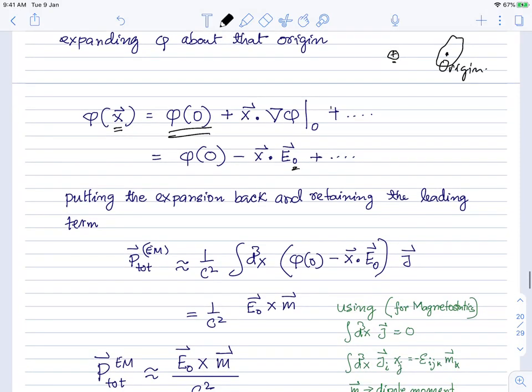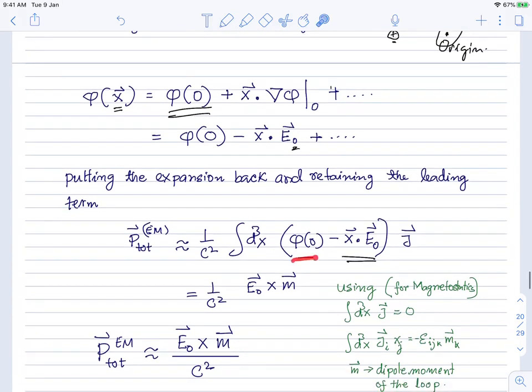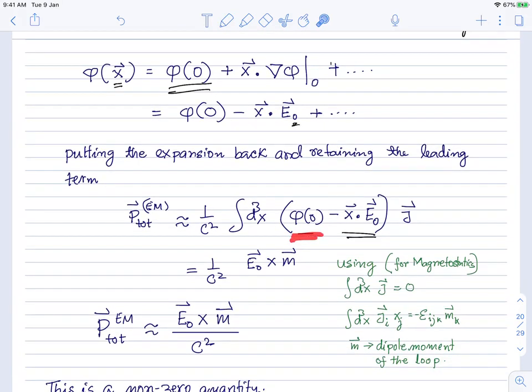So with this approximation we can write down the two terms. One is phi naught and the other is x dot E naught. The phi naught term is independent of any coordinate, so it can be brought out. Then this becomes the volume integral of the current. Again, this current is a steady current, so we are in magnetostatics. Because the divergence of J is equal to 0, the volume integral of the current is equal to 0, and so this term is equal to 0.